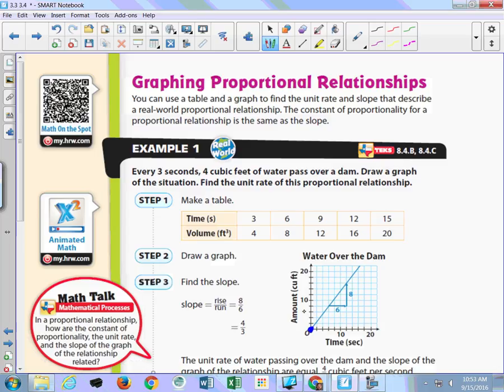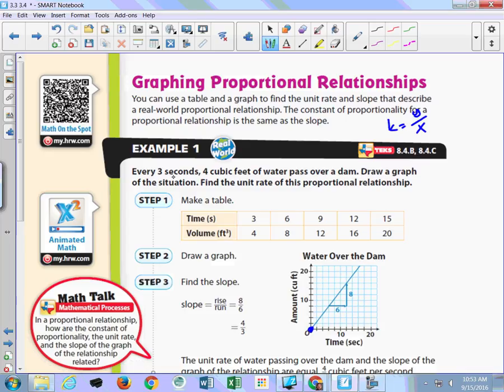It says you can use a table and a graph to find the unit rate and slope that describe a real-world proportional relationship. The constant of proportionality for a proportional relationship is the same as slope. So, okay, the constant of proportionality, we did k equals y over x. Sound familiar? Like I said, it's all the same stuff.